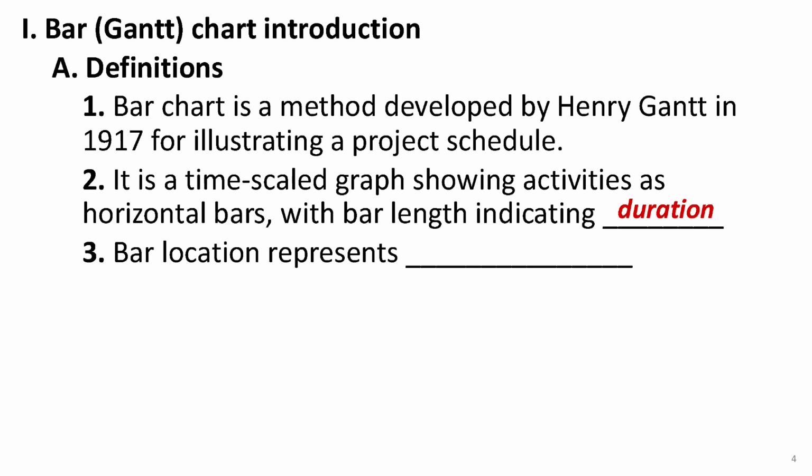Now, how does it work? Well, a bar chart is a time-scale diagram. Each activity in the project is shown as a horizontal bar, and the length of that bar represents how long the activity will take. Plus, the position of the bar tells us when that activity starts and when it's supposed to finish. Pretty simple, right?